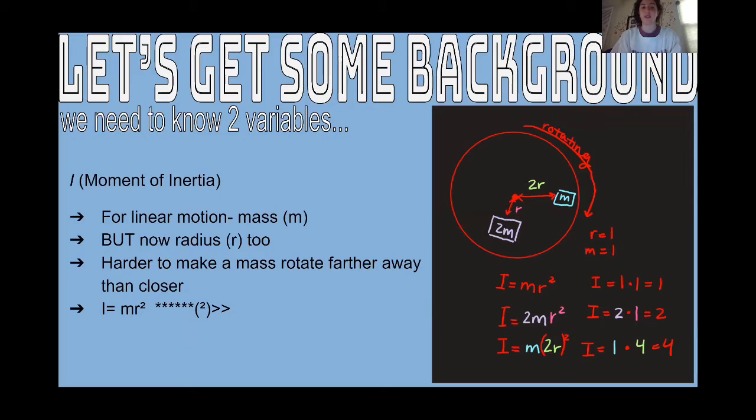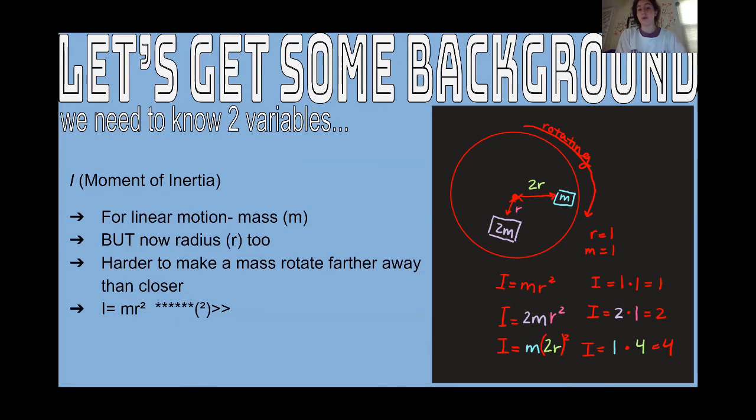So the first is moment of inertia, which we kind of talked about for linear motion, but then it really only depended on mass. But now we have radius too, which is going to be a huge factor because it's harder to make a mass rotate around an axis that it's farther away from versus one that it's closer to, which you can see in the diagram to the right. When you just have the regular equation for moment of inertia with no variables altered, and you say the radius is 1 and the mass is 1, then the inertia will be 1 originally, but when you double the mass, the moment of inertia becomes 2, and when you double the radius, it becomes 4.